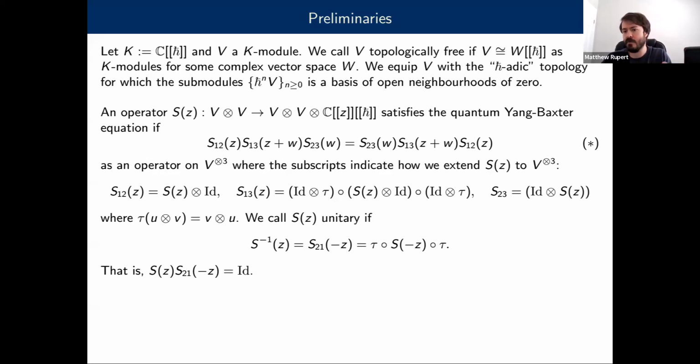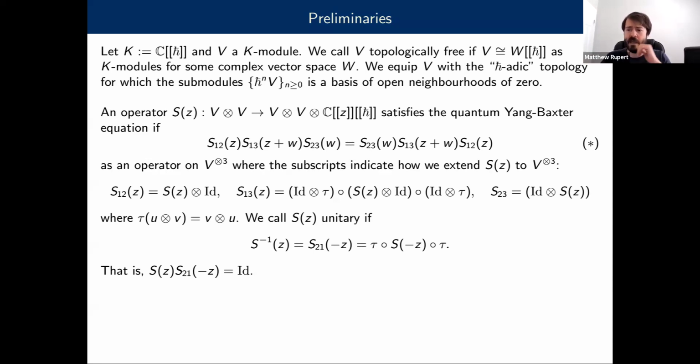So for example, S12 indicates you're acting on the first two components. So it's just S tensor ID. S23 is acting on the last two components. So it's just the identity tensor with S. And S13, you think about it as acting on the first and third component, which we can represent in the way I've written here, where tau is just the permutation operator.